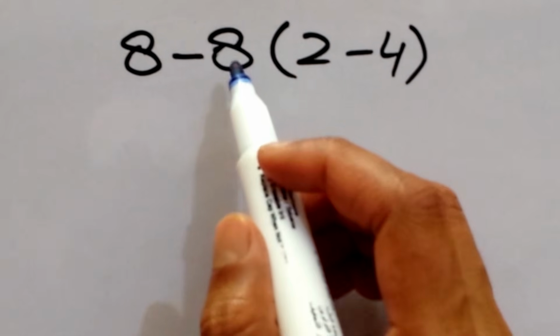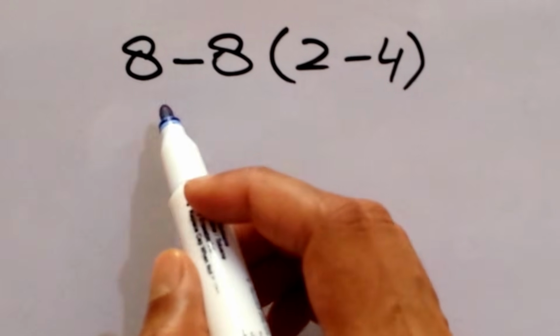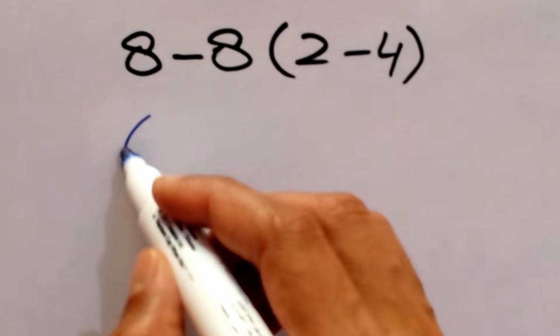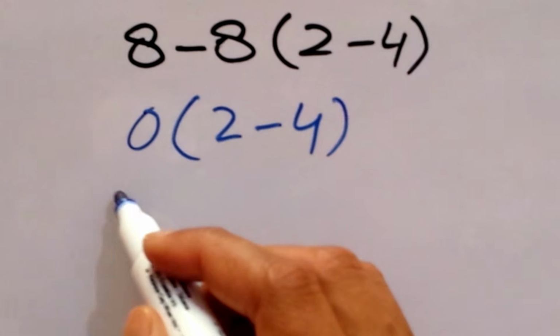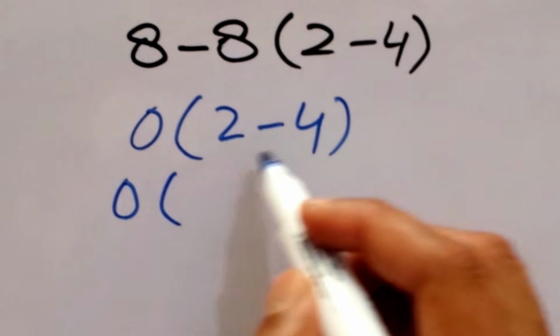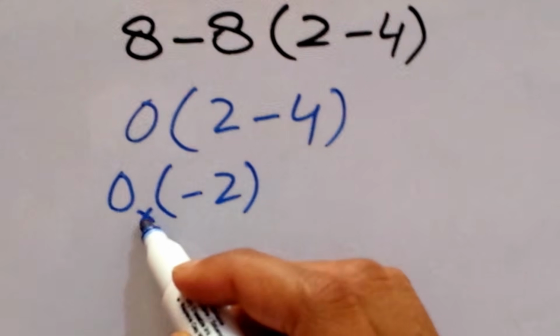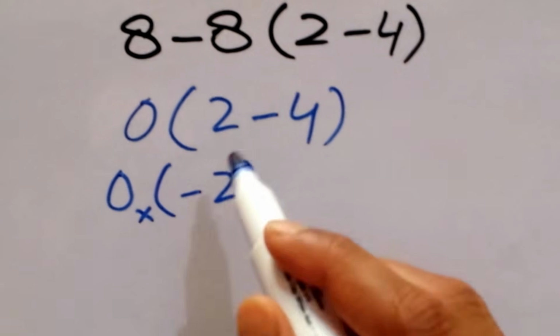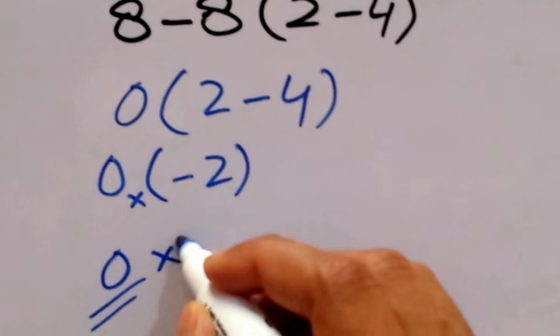So we have 8 minus 8 and 2 minus 4. So 8 minus 8 equals 0, right? And 2 minus 4. So now 0 and 2 minus 4 equals minus 2. And here is a hidden multiplier. So 0 times minus 2 equals 0. But this is wrong. Why?